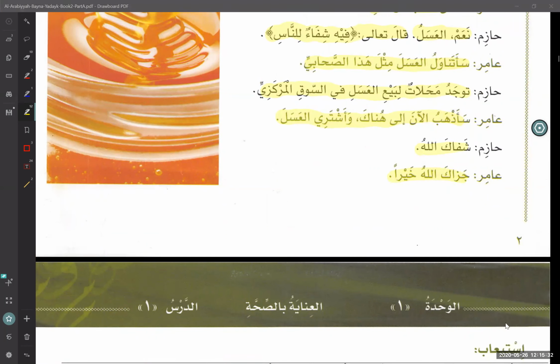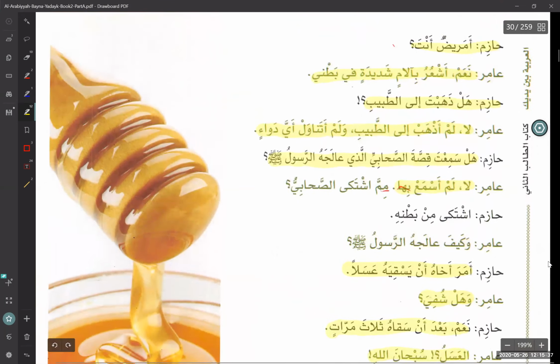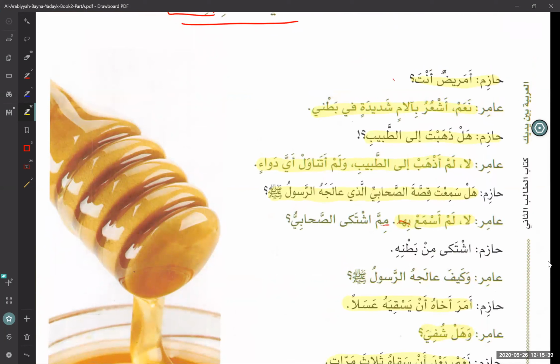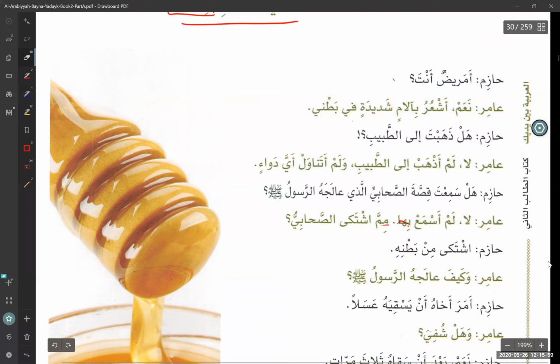بسم الله. Okay, so as you can see, there are some changes in the new edition, so that's fine. We can go through them. So the conversation starts with Hazim saying, "Amaridun anta." So Hazim is saying, "Amaridun anta."